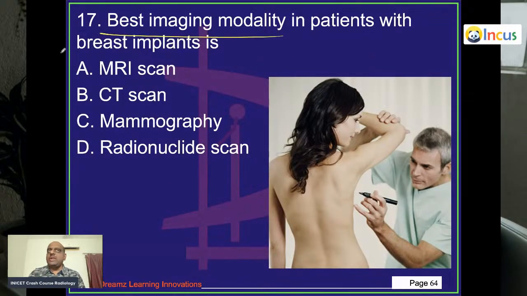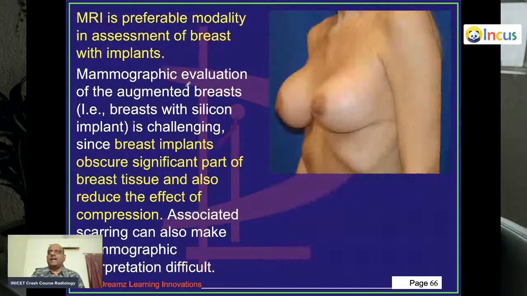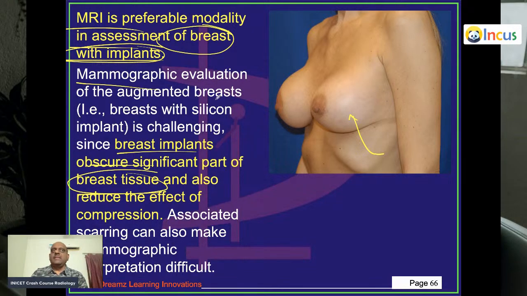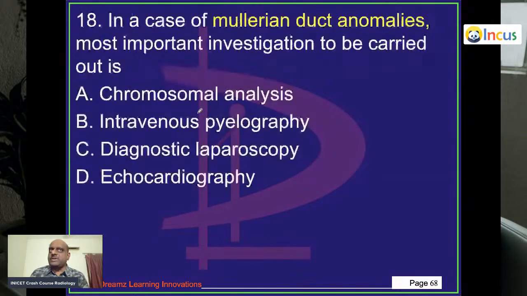So what is the best imaging modality whenever a patient is having a breast implant, doctor? MRI scan. Typically, whenever a breast implant is done, MRI is preferable for the assessment of the breast with implant, is what you need to remember. And the breast implant obscures a significant part of breast tissue, and also mammography will not be able to identify the lesion in this augmented breast, is what you need to remember.